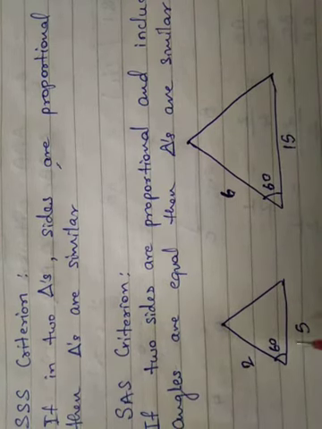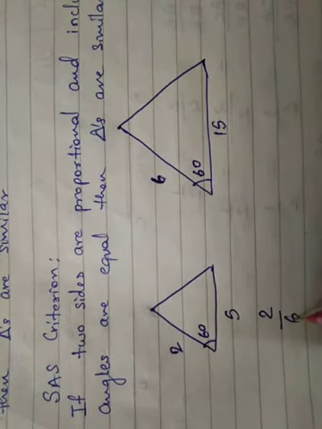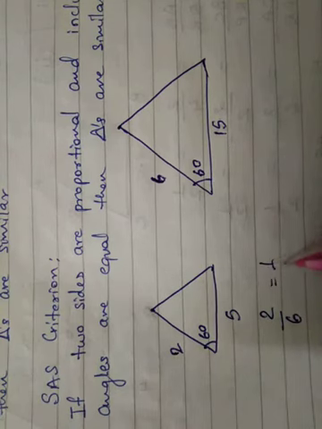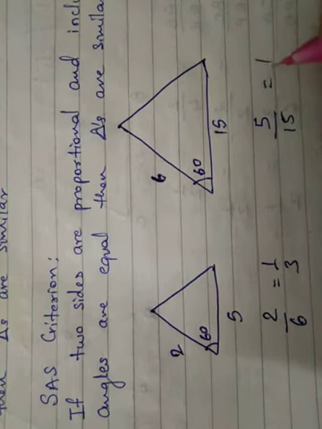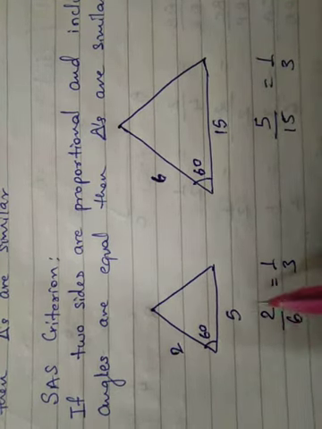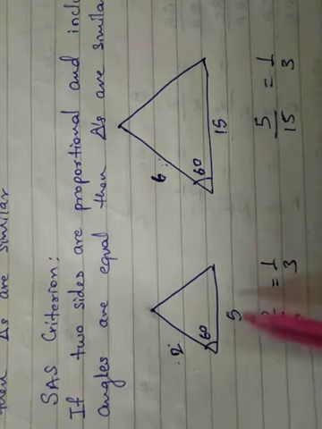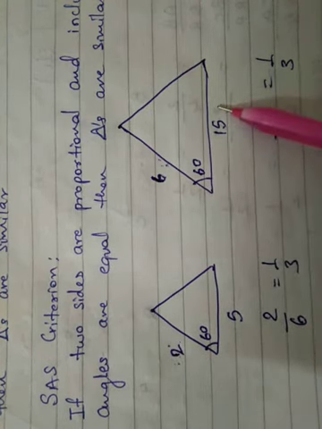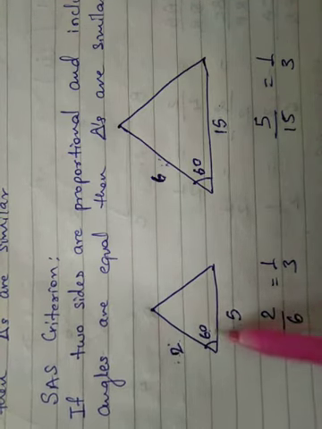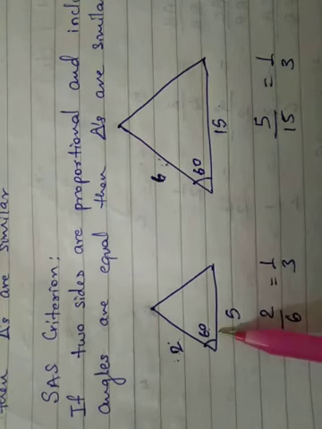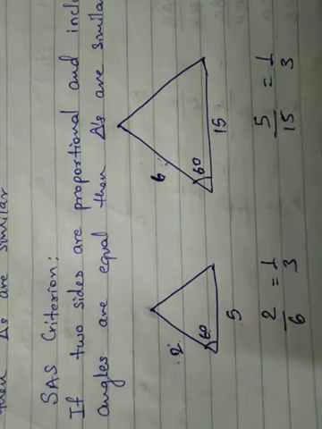So if I take the ratio 2 upon 6, that is going to be 1 upon 3. And if I take the other ratio 5 upon 15, that is also going to be 1 upon 3. So that means the corresponding sides have equal ratios: 2 upon 6 is equal to 5 upon 15. And the included angle between the two corresponding sides must be equal. Then you say that the two triangles are similar by the SAS criterion.